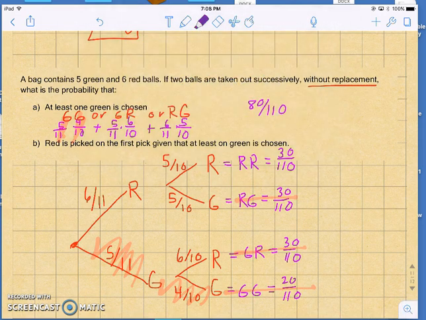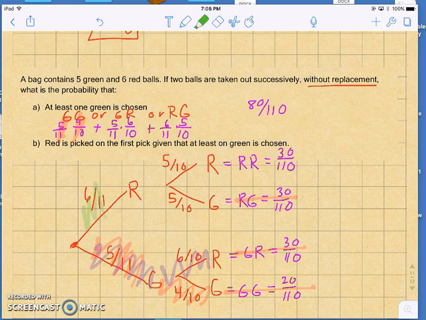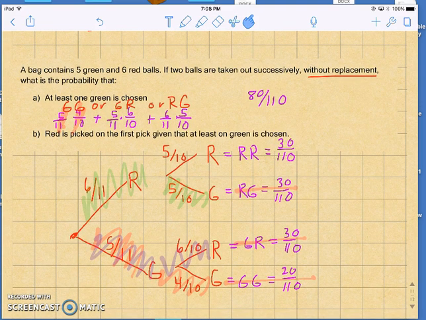We had a green red, 5 out of 11, 6 out of 10. And then we had a red green. So red green, 6 out of 11, 5 out of 10. So we end up with the same thing. So let's see this last one.